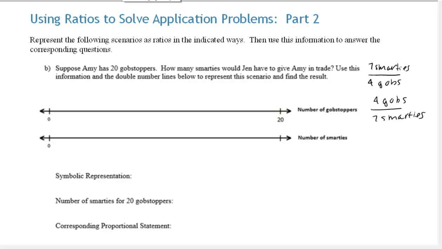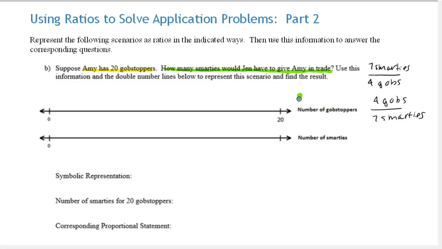Now we're asked, suppose Amy has 20 Gobstoppers. And here's our question. How many Smarties would Jen have to give Amy in trade? Use this information in the double number lines below to represent this scenario and find the result. So notice I put our ratios from the last slide right here. And notice we have the number of Gobstoppers, which is 20. And we want to see how many Smarties this corresponds to. Well, notice the ratio of Smarties to Gobstoppers is 7 Smarties for 4 Gobstoppers. So we want to break the number of Gobstoppers into groups of 4.